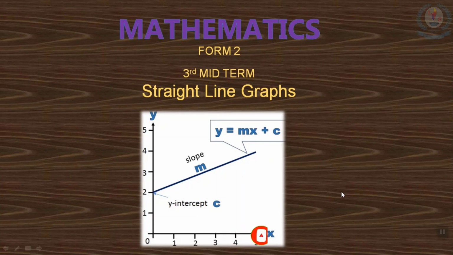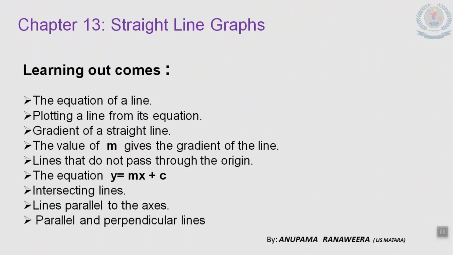Mathematics, Form 2, third midterm, straight line graph. Chapter 13, straight line graph. Learning outcomes: the equation of a line, plotting a line from its equation, gradient of a straight line.